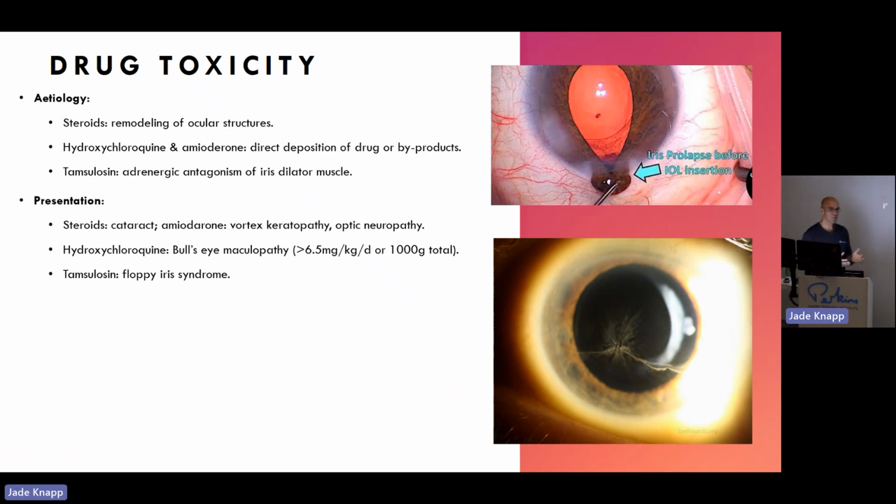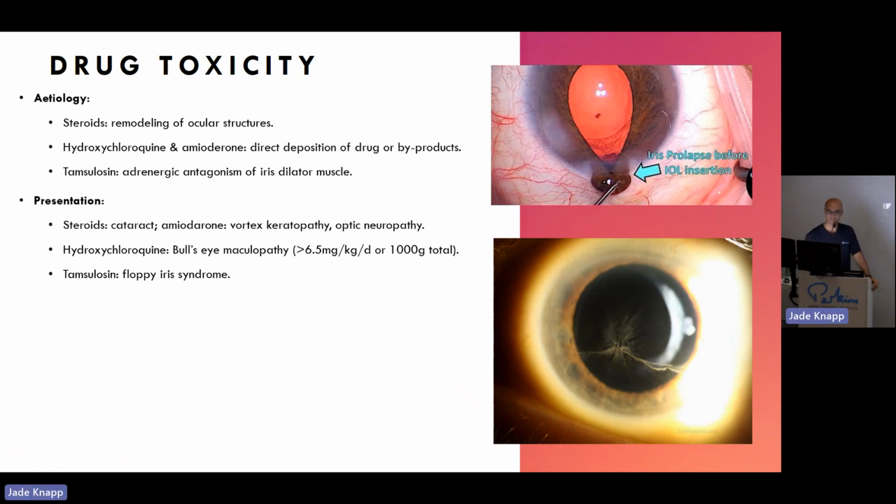How do they present? Steroids, you get cataracts, so blurry vision. Similar with amiodarone, blurry vision. Amiodarone can rarely cause optic neuropathy. So again, high dose, long-term, make sure they're seen early. Plaquenil, we see a bullseye. And so there's a threshold for Plaquenil use where it's considered high dose. And that's if it's more than, this is gold star sort of stuff, 6.5 milligrams per kilogram per day or 1,000 grams in total if someone's been on it for years, which they often are.